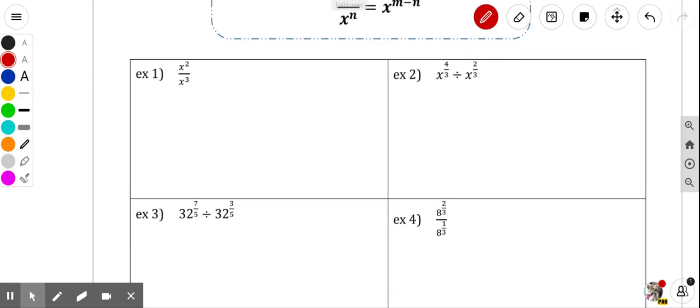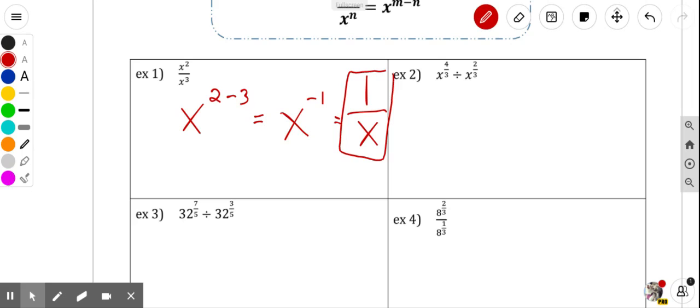So I did one without fractions just to show you. So remember, we've done ones like this before. This turns into x to the 2 minus 3, which is x to the negative 1, which remember a negative exponent goes to the bottom. So this would be 1 over x.